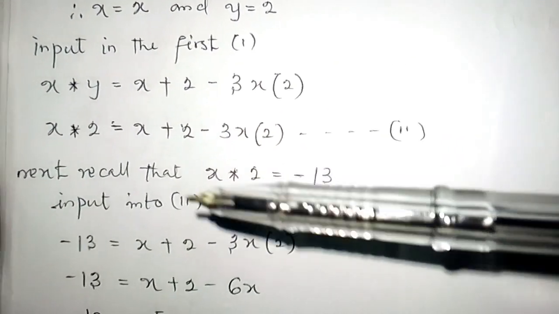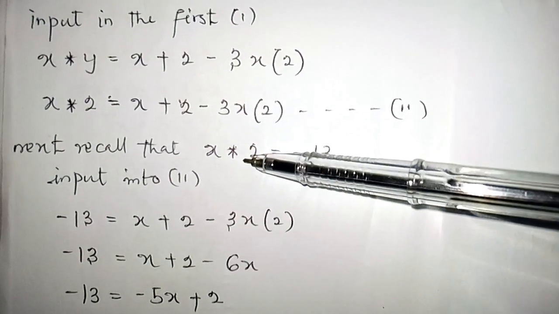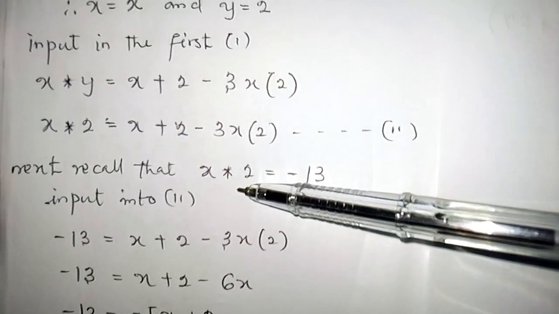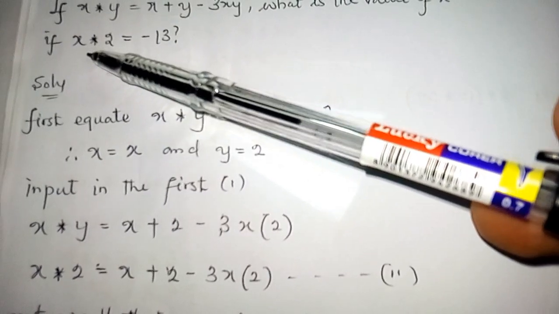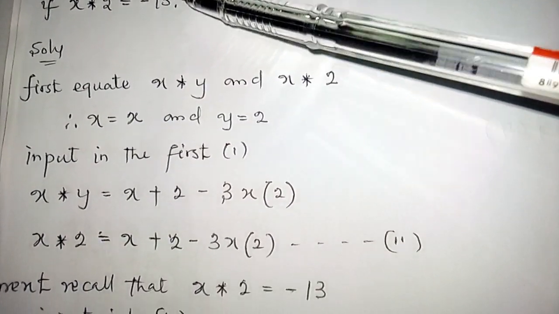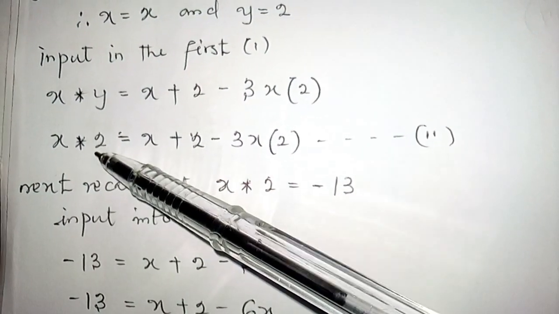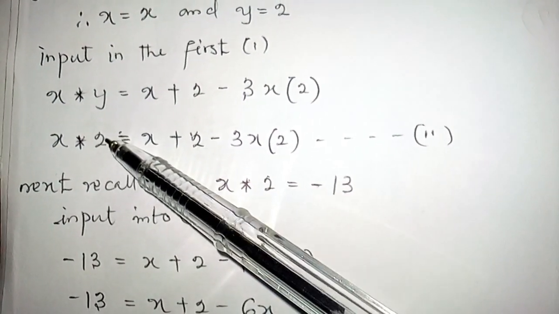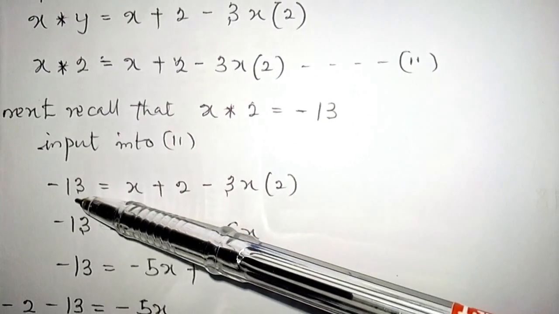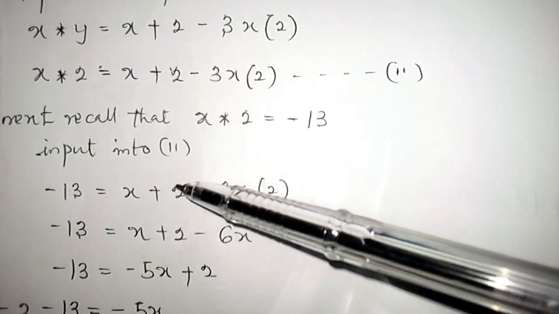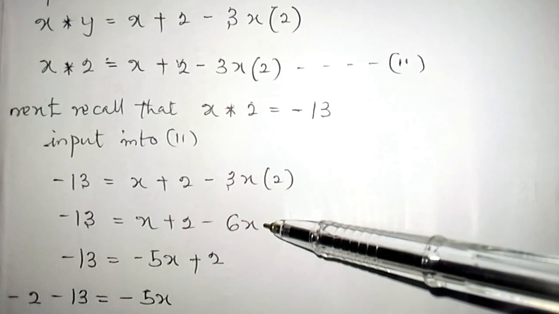Then we come down again and we look at the question, remembering that x * 2 is given as minus 13. Because we already have x * 2 here, we are going to replace it. We are going to input minus 13 here. So therefore, we have minus 13 equals x plus 2 minus 3x times 2.